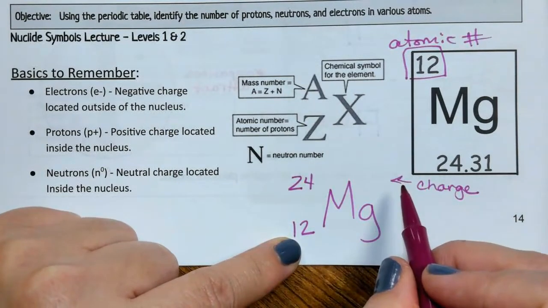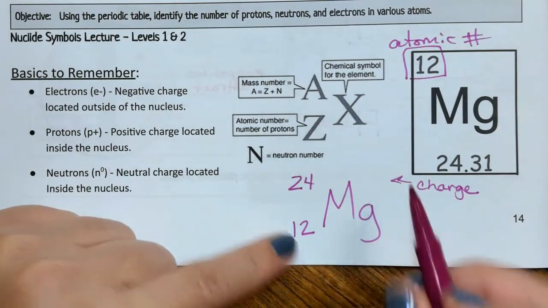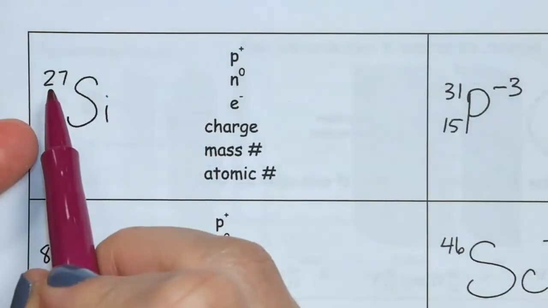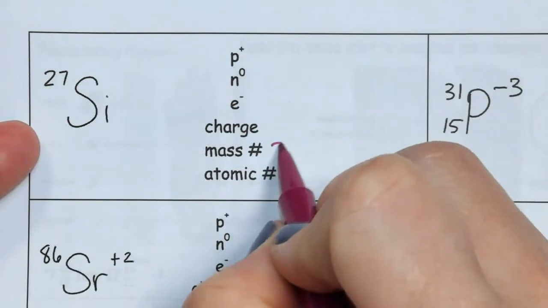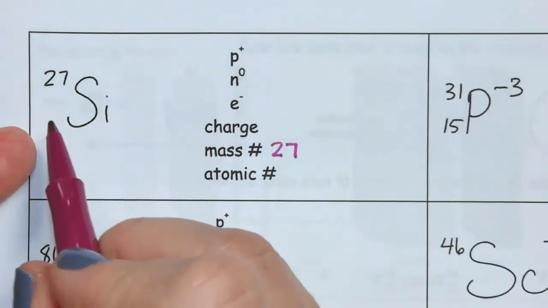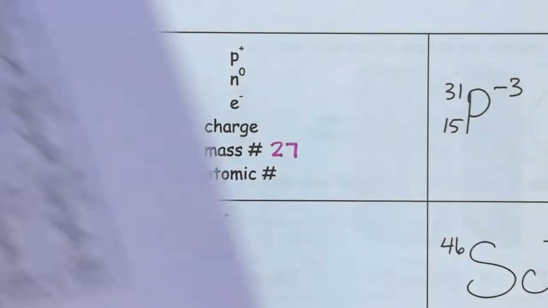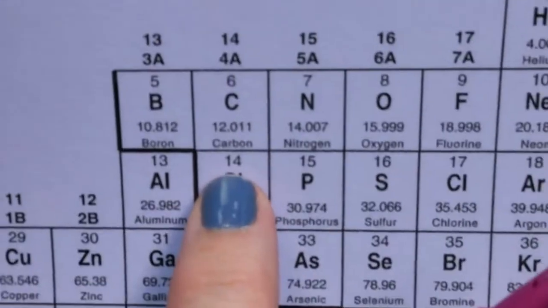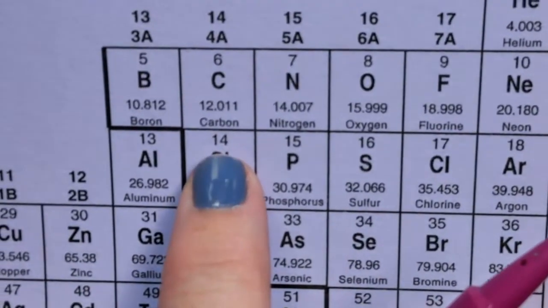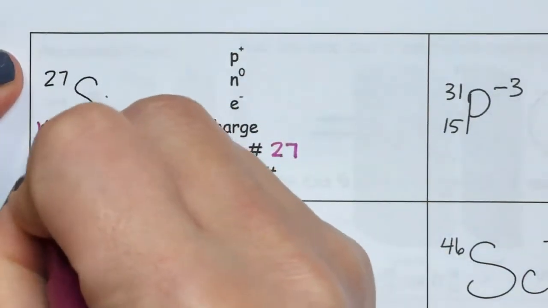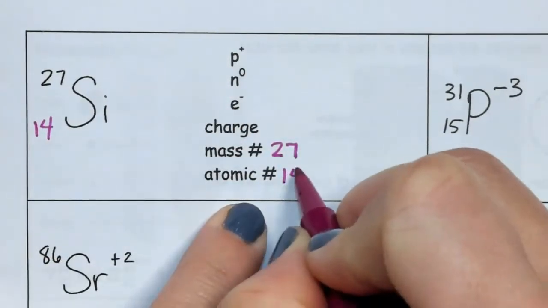Now, if I had a charge, I would place it in this spot right here. So let's apply this now. All right, so this 27 is the mass number of silicon. And I'm missing the atomic number, but we can find it on the periodic table. It is right here. It is element number 14, the atomic number of silicon. So this should be a 14. That is the atomic number.